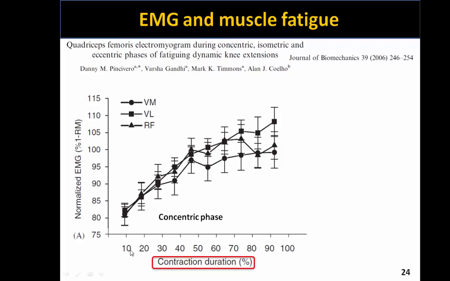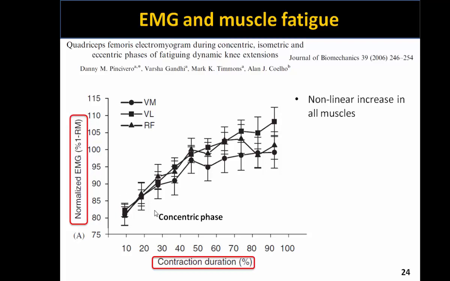So along the x-axis, this is the contraction duration as a percent, because all the participants performed a different set of repetitions. Those numbers had to be converted to a percent. The normalized EMG was converted to a value that is a percent of the 1 repetition maximum.